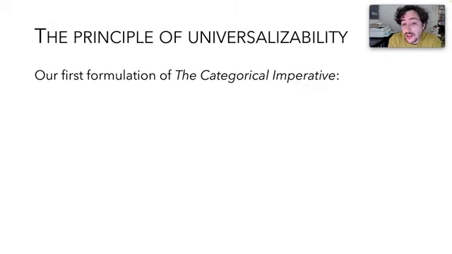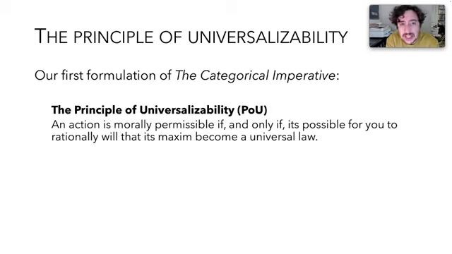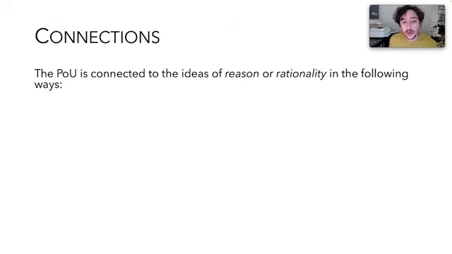Our first formulation of the categorical imperative, where this is the foundational principle of morality, is that principle of universalizability that says an action is morally permissible if and only if it's possible for you to rationally will that its maxim become a universal law. So in this video, we're not going to go through the details of what is a maxim, what is a universal law, what is it to rationally will a maxim. That was the last video. In this video, I want to make a couple connections here so we can stress how the ideas of reason and rationality are connected to this principle of morality that Kant is proposing.